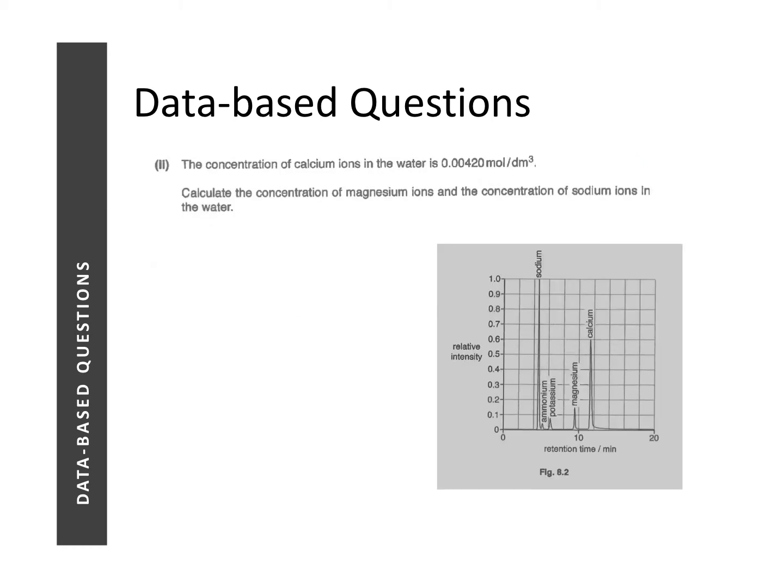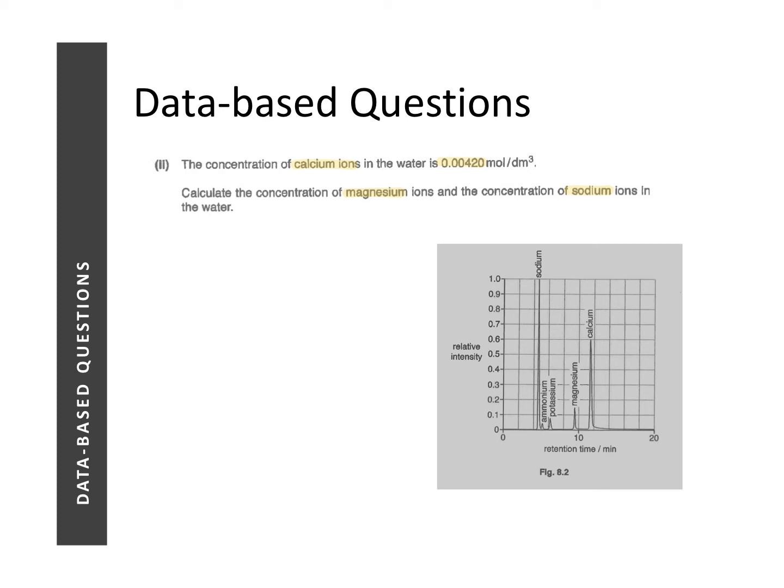For part 2, they give you the concentration of calcium ions, and then they require you to find the concentration of magnesium and sodium ions. So this is the quantitative aspect of the question. And for quantitative, you need to recall that there's a part that says that the height of the peak tells you the amount of the ion present.